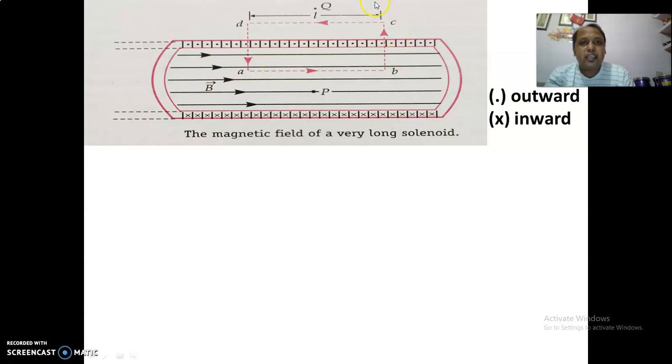So we have taken a closed loop. Now we will use Ampere's Circuital Law to find the magnetic field inside the solenoid. Somewhere here we are going to find the magnetic field, right? So let us see how it is done.